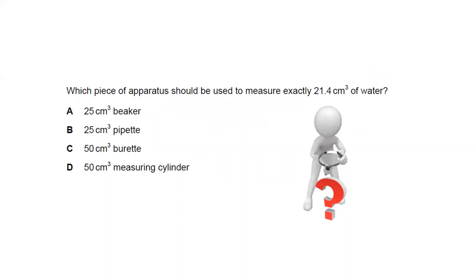Another question: which piece of apparatus should be used to measure exactly 21.4 cm cube of water? If you want to measure 21.4 cm cube of water, which one is the most appropriate apparatus? The 25 cm cube beaker means the maximum value which it can measure. A, B, C or D? A beaker is not accurate to 0.1 cm cube. A beaker is not an accurate apparatus. 21.4 means we want to measure it accurately.